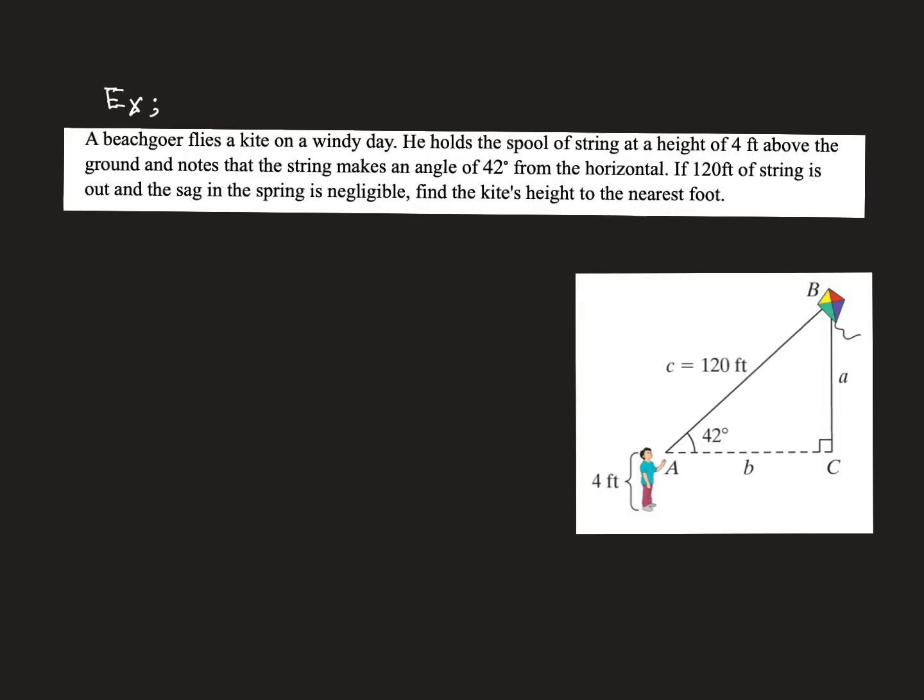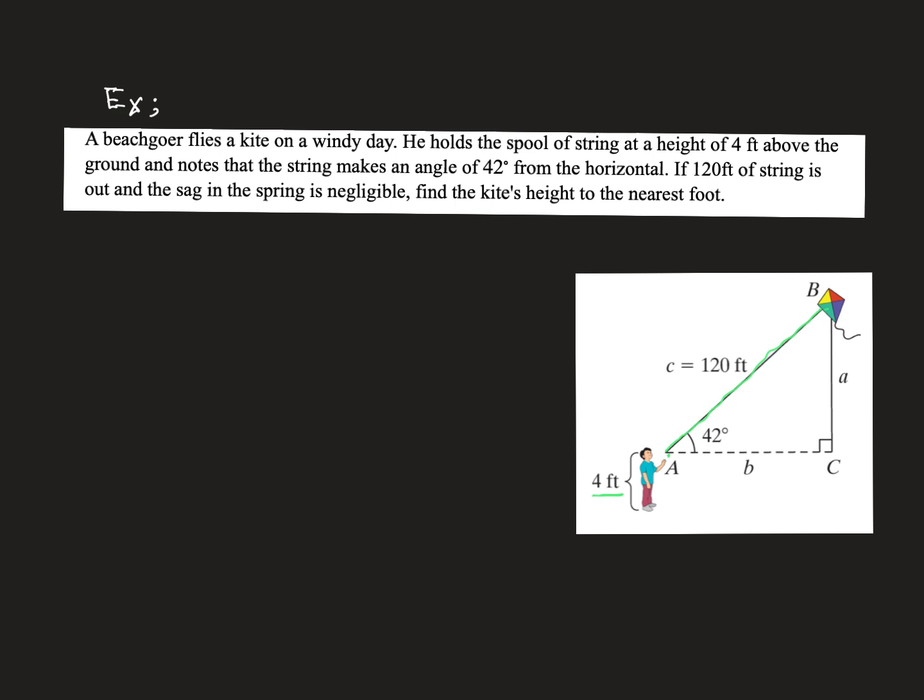First one, here is the example. You're gonna read the question very carefully. One boy is holding a kite right there. So this distance is gonna be 120 feet. His height is gonna be 4 feet. So we wanna find the height of the kite.